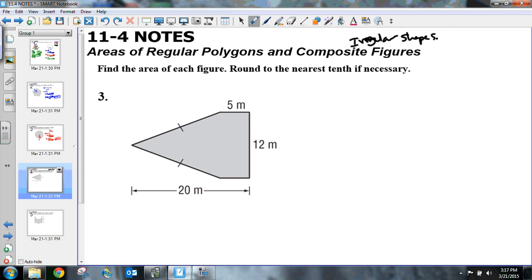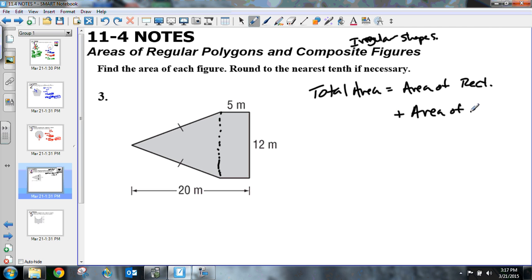All right. I don't have a specific formula for this figure here. But what I notice is that I've got two different figures that make one figure: a rectangle and a triangle. So if I wanted the total area, I would take the area of the rectangle and add the area of the triangle.